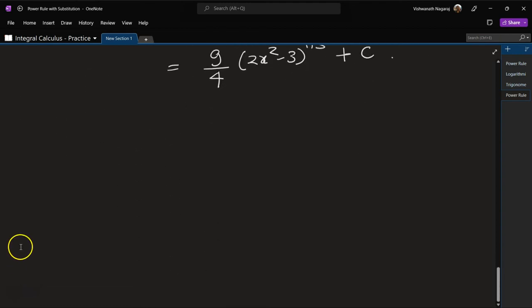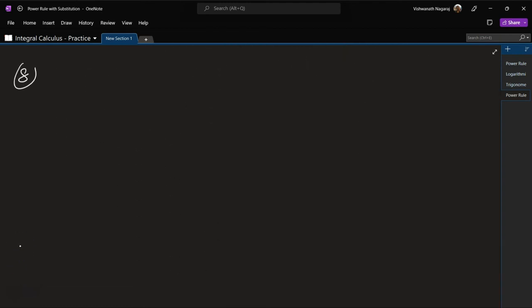Okay. So eighth one. Integral of 48x^2 (4x^3 - 1)^(-5) dx.